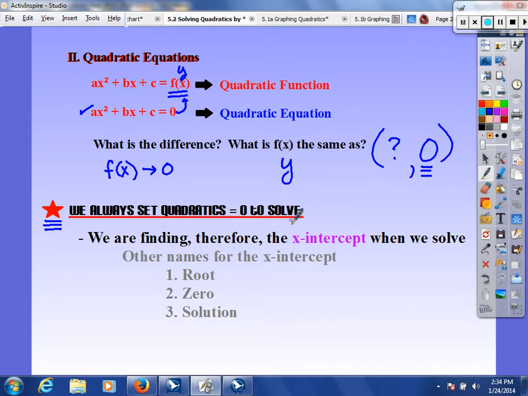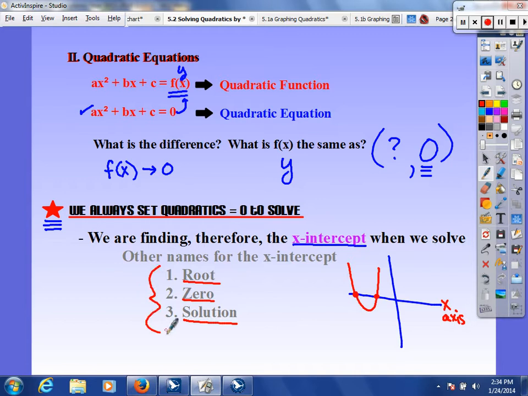Now when we talk about solutions to quadratics, there's a lot of names here that we need to be familiar with. One of the names is called the x-intercept. That's what we're looking for. So on a Cartesian coordinate plane, what we're looking for is where that parabola crosses or touches the x-axis. That is the x-axis, and those are the x-intercepts. Those are also considered the solutions. Other names for it are zeros and roots. So these are some vocabs that we need to be familiar with.